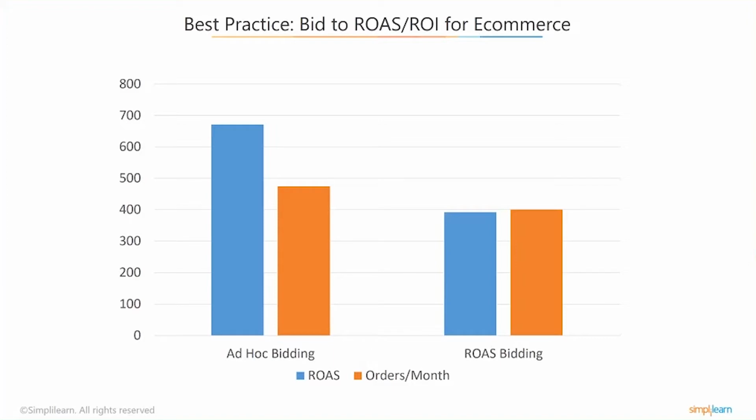And their orders went down and their ROAS went down. They went, well, that makes no sense. We're now bidding based upon actual rules. And this should be very consistent now. Why is this so inconsistent?